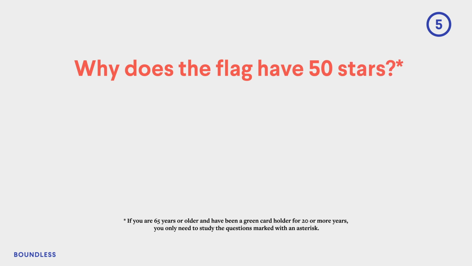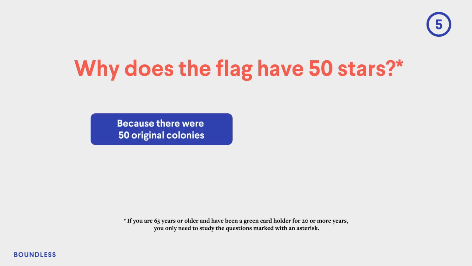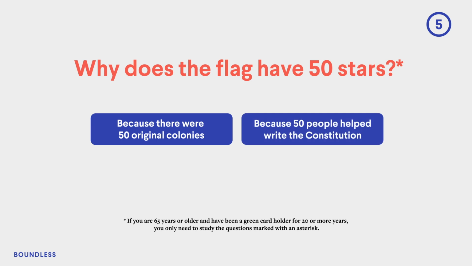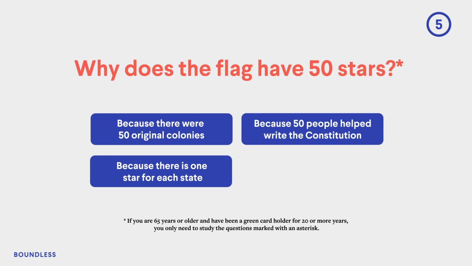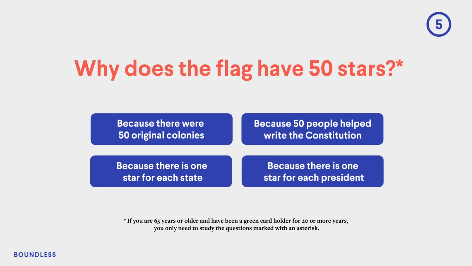Why does the flag have 50 stars? Because there were 50 original colonies. Because 50 people helped write the Constitution. Because there is one star for each state. Because there is one star for each president. Answer: because there is one star for each state.